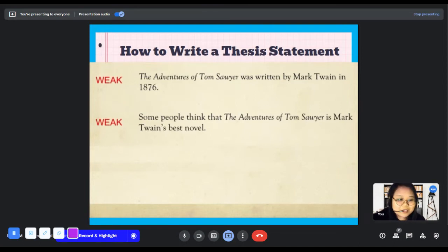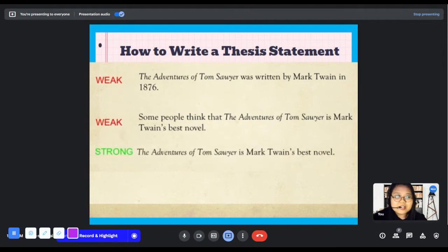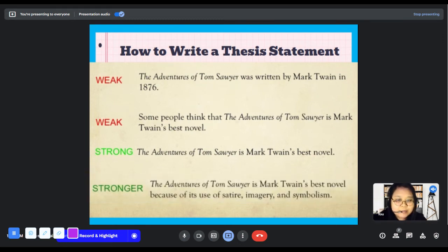Next, we have here: some people think that The Adventures of Tom Sawyer is Mark Twain's best novel. We describe the book as the best novel of the author himself. Now, what makes it different from this one? This one is stronger: The Adventures of Tom Sawyer is Mark Twain's best novel. Because the other one uses 'some people think,' meaning you're not sure. How come it will be the best novel if only some people think about it? So you need to be direct when you are writing. And this one is stronger because it provides an explanation as to why The Adventures of Tom Sawyer is Mark Twain's best novel. Because of the use of what?